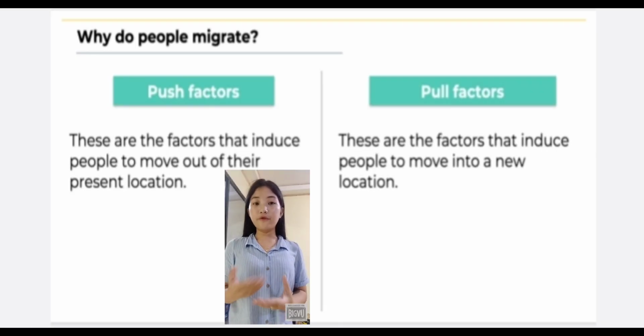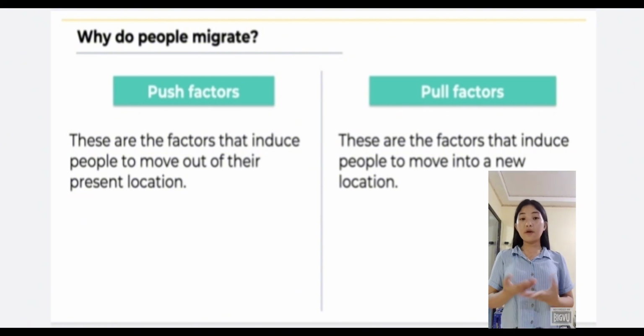Push factors, these are factors that induce people to move out of their present location. So push factors are the negative aspects of a person's home country that force them to migrate to another country. From the word push, they essentially push people away from their homes. For example, my home country has a war. So I will move to another country for my safety. So the war pushed me to move to another country.